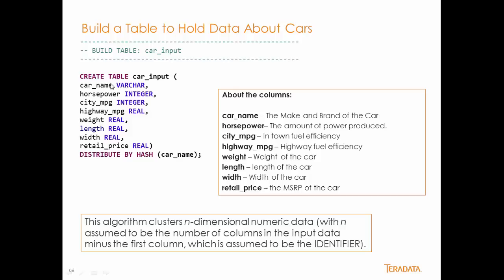So they put together a table. Car name is the only text field; it's really an identifier of the car. The attributes below describe how that car works. You have horsepower, which is the amount of power. City miles per gallon, which is the in-town fuel efficiency. Highway miles per gallon, which is the highway fuel efficiency. The weight of the car, the length of the car, the width of the car, and of course the MSRP, or the retail price of the car.